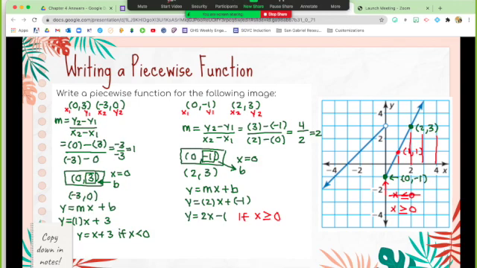And then after I do that, I have my two pieces. I'm going to create my piecewise function, which is y with the curly brace: x plus 3 if x is less than 0. And I also have here 2x minus 1 if x is greater than or equal to 0. And that would be my answer.